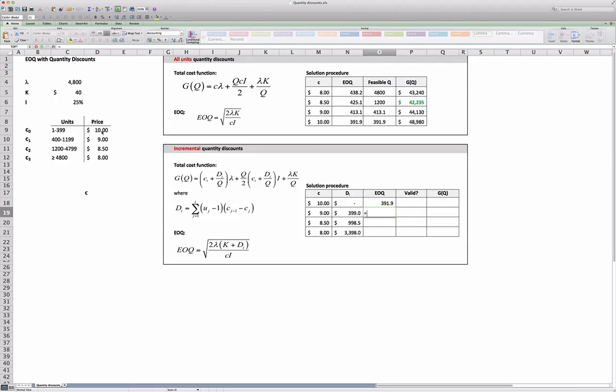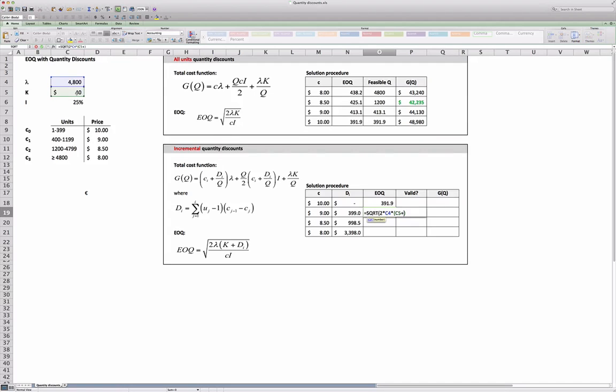Of course, you'll see that we have calculated this before up here. This is just the basic standard EOQ without any discounts. Now we will calculate the other EOQs for the respective price breaks. So we are looking at $9, for example. The EOQ will be the square root of 2 times lambda times K.